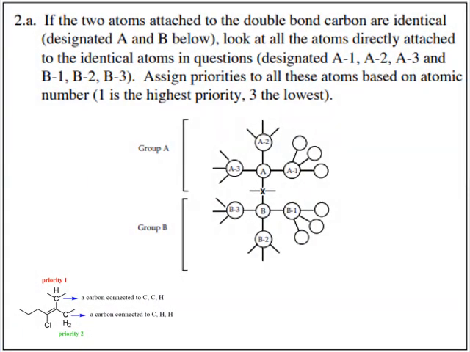Suppose the groups attached to the double bond are both alkyls. Then we have a tie, because we would be comparing carbon to carbon. If the 2 atoms attached to the double bond are identical, look at the atoms directly attached to the identical atoms in question. Rank these atoms according to decreasing atomic number.